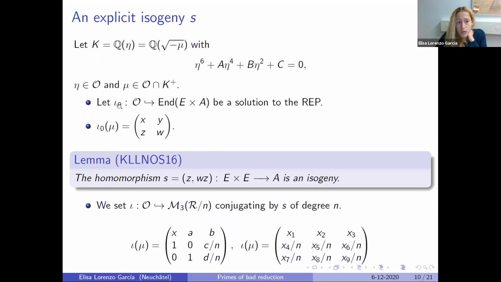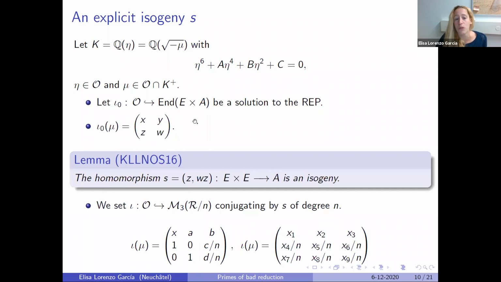Now I start with a solution to the REP. So I have something like this. And I look at the image of mu by iota 0. So I get a matrix. X is an endomorphism of E. Y is a homomorphism from A to E. Z is a homomorphism from E to A.